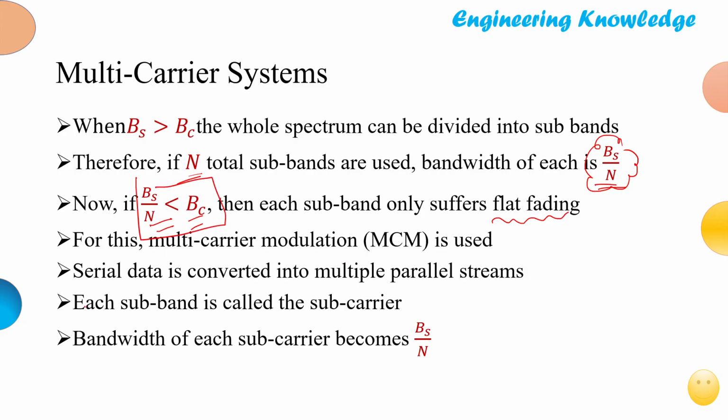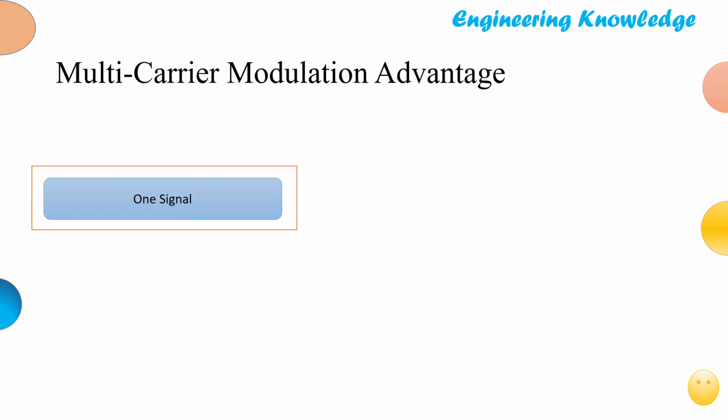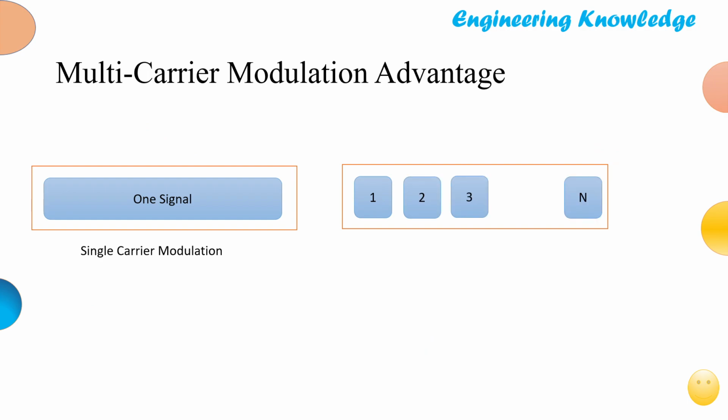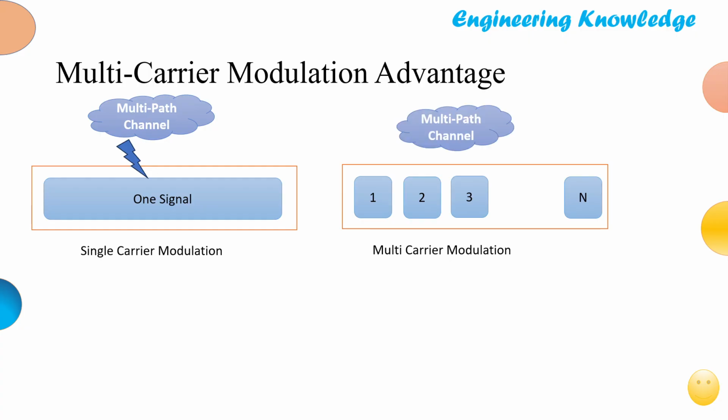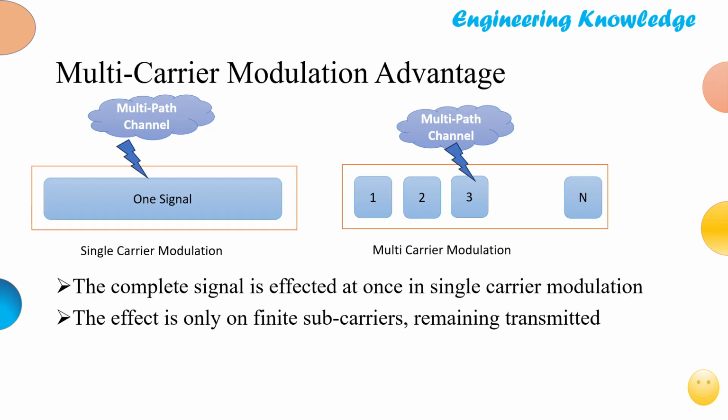This is the basic criteria. The bandwidth of each subcarrier is Bs upon n. In a multi-carrier system, what is the basic advantage? If we have only one signal over the complete frequency, then this is called single carrier modulation. But when we use n number of sub-channels, then it is called multi-carrier modulation. Now in the first system, if there is multipath channel fading, it impacts the complete signal at once. While in multi-carrier modulation, even if there is multipath fading, it can impact one of those carriers, but other carriers go through. This is the main advantage. The effect is only on a finite number of subcarriers, and the remaining are transmitted without any distortion.